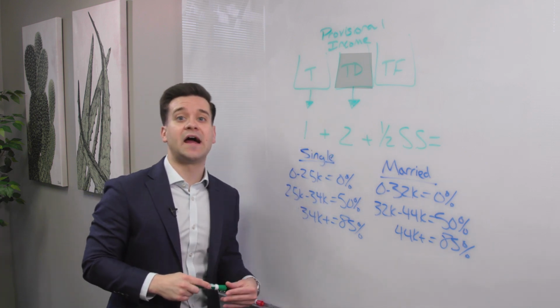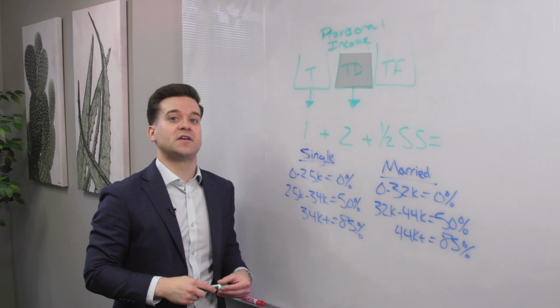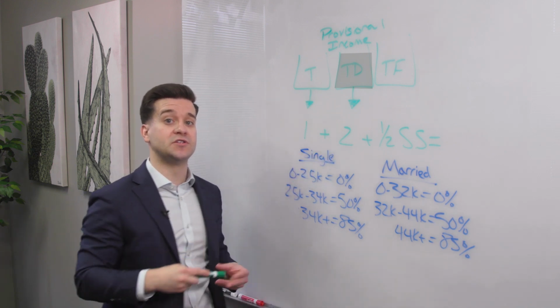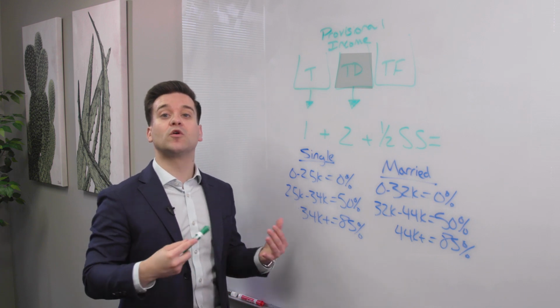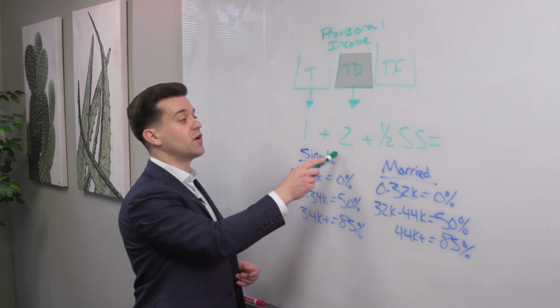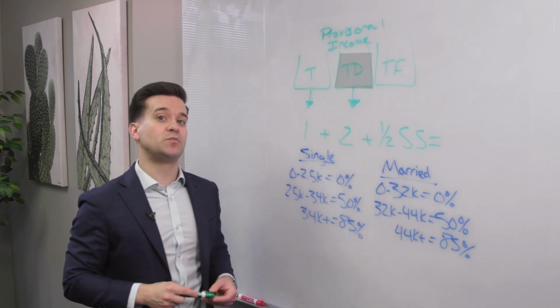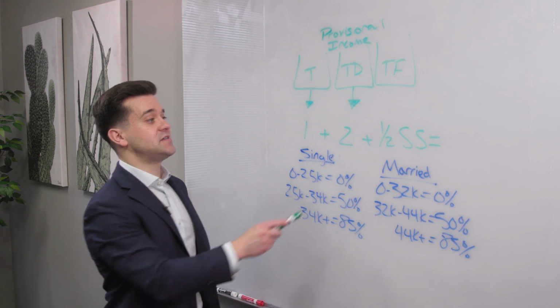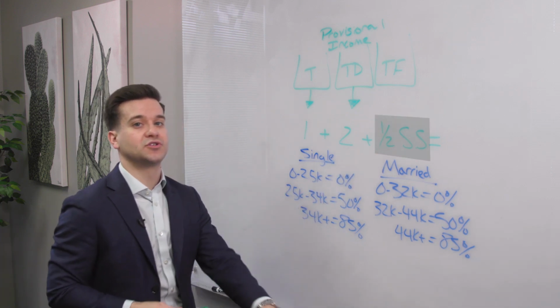So if you're retired taking distributions from, say, a 401k, you are going to include those gross distributions. Maybe you're 75, being required to take distributions from a traditional IRA, you are going to include those distributions in this provisional income. And then lastly, you're going to take half of your household Social Security.